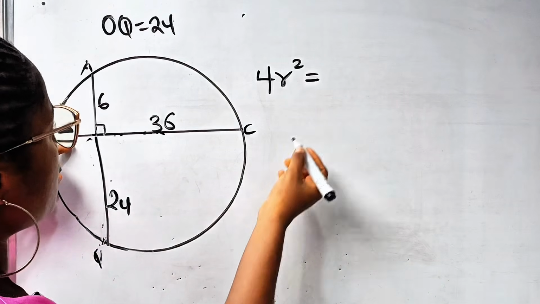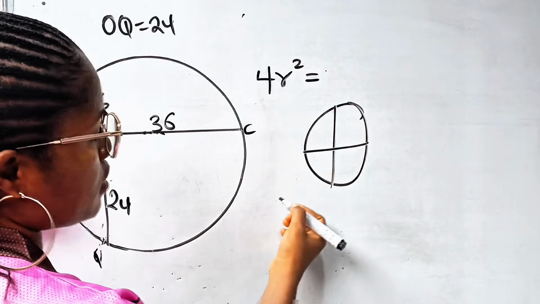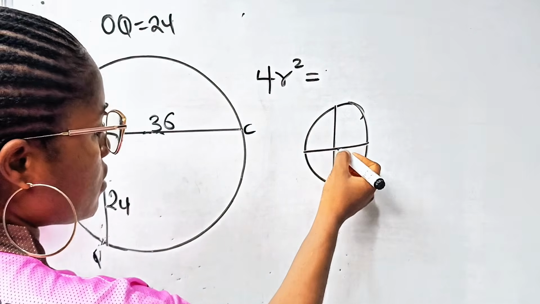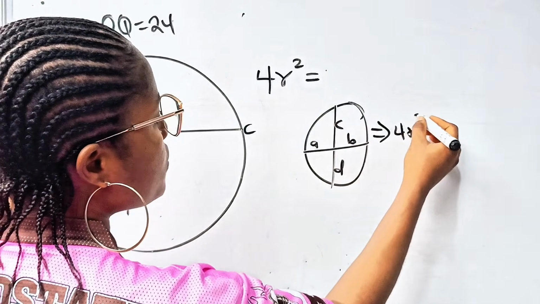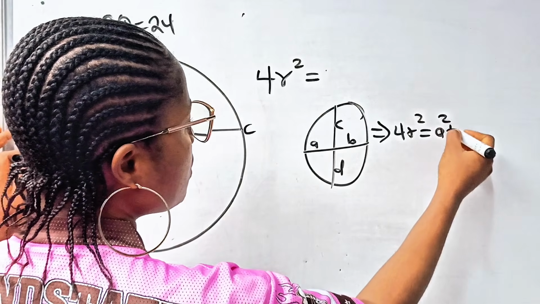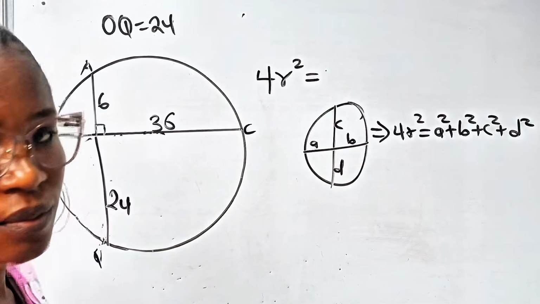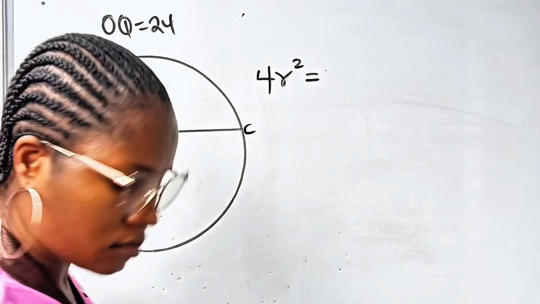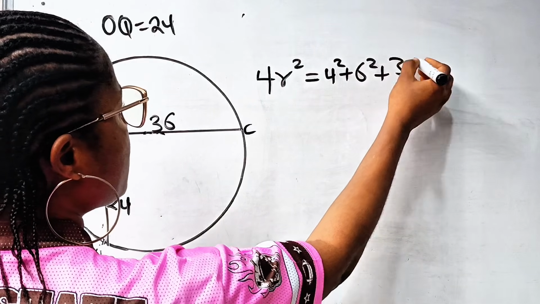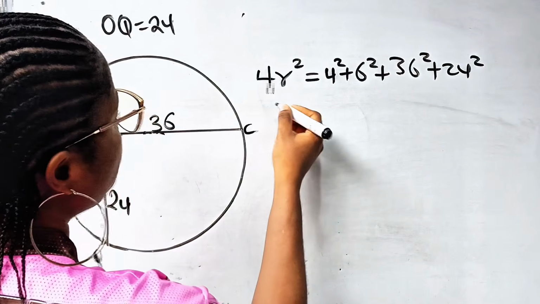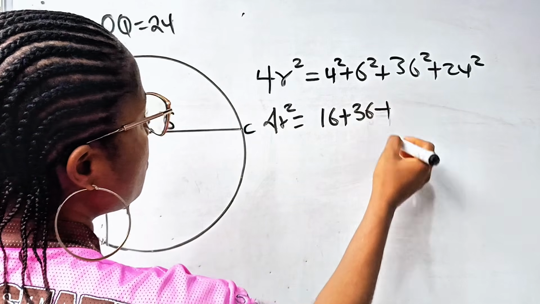So if this should be 4r squared is equal to, okay, let me explain more. If this is a circle and these two chords intersect at right angle, and this is A, B, C, and D, it simply means that 4r squared will be equal to A squared plus B squared plus C squared plus D squared. Okay, that is what I'm trying to explain. Therefore, this will be equal to 4 squared plus 6 squared plus 36 squared plus 24 squared. So 4r squared will be 16 plus 36 plus, now let's solve this.